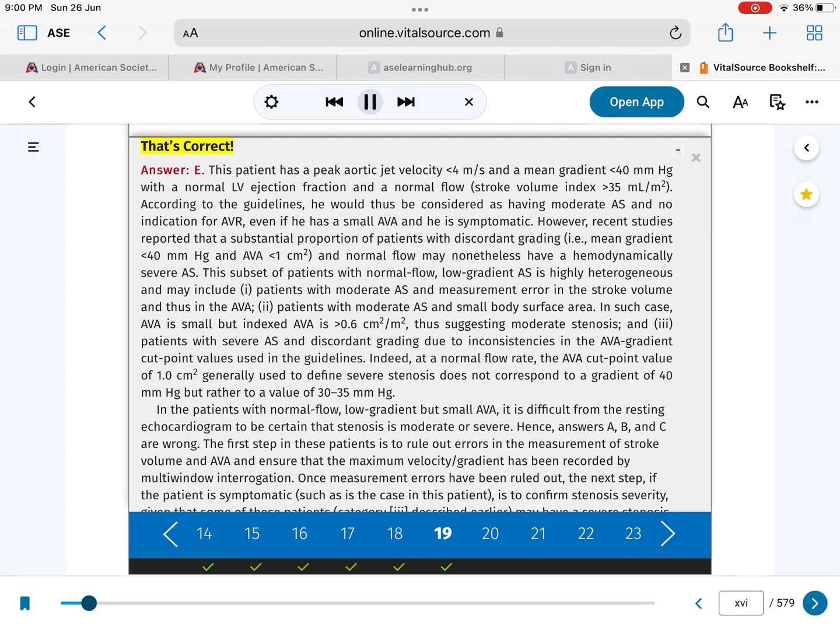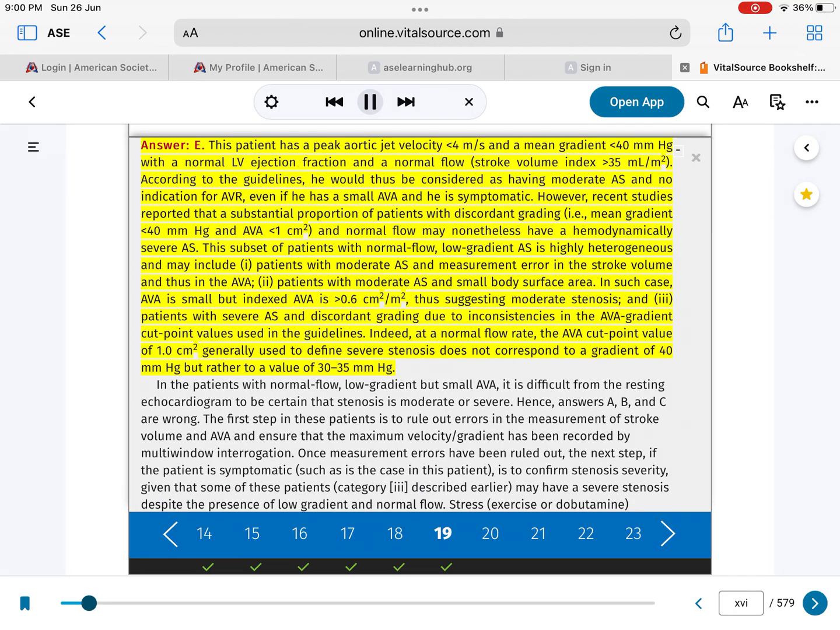That's correct. Answer E. This patient has a peak aortic jet velocity of 4 m/s and a mean gradient of 40 mmHg with a normal LV ejection fraction of 55% and a normal flow, stroke volume index 35 ml/m2. According to the guidelines, he would thus be considered as having moderate AS and no indication for AVR, even if he has a small AVA and he is symptomatic.